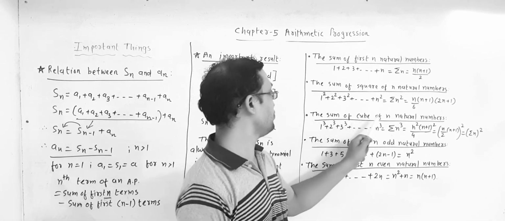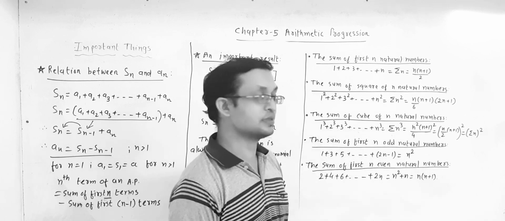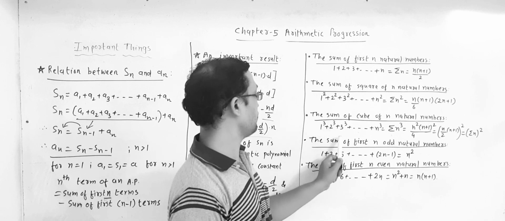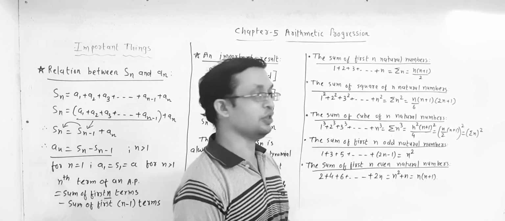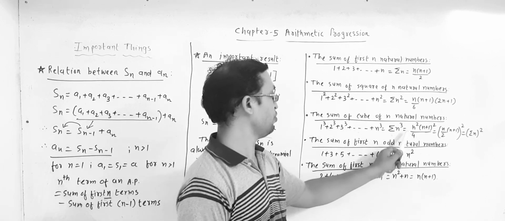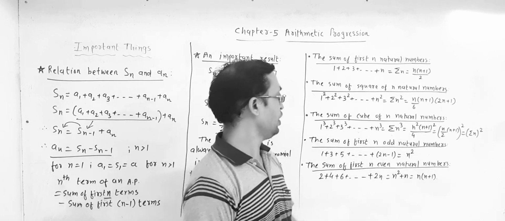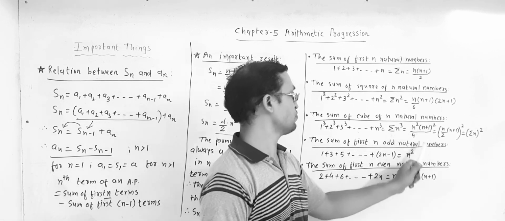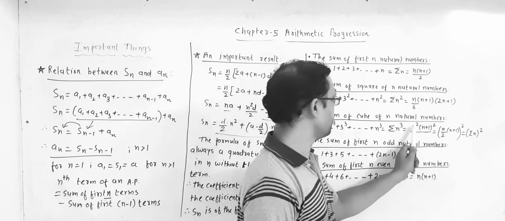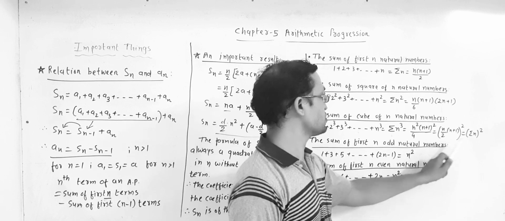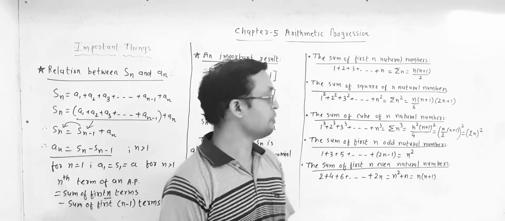Similarly, the sum of the cubes of the n natural numbers, 1 cube plus 2 cube plus 3 cube up to n cube, that is equal to sigma n cube, and its formula is n square into n plus 1 whole square divided by 4. That is equal to n by 2 into n plus 1 whole square, which is equal to sigma n cube.